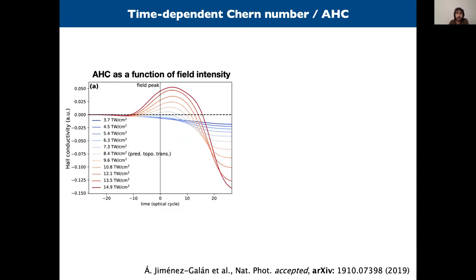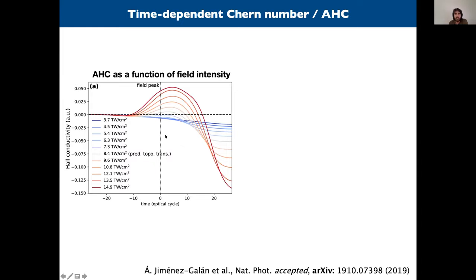To test this, we perform numerical experiments in a two-band model of hBN. Here I show you the anomalous Hall conductivity, or if you want, the effective Chern number due to the pulse, as a function of time inside the pulse, for different intensities, from less intense in cold colors to more intense in hot colors. The predicted topological phase transition of the model is given here in gray. Above this threshold, the system is predicted to have changed into a topological insulator.